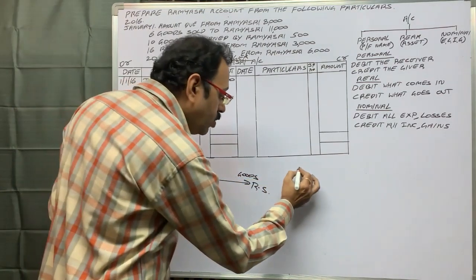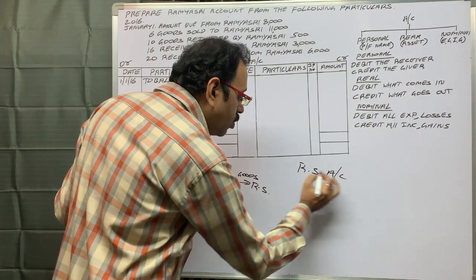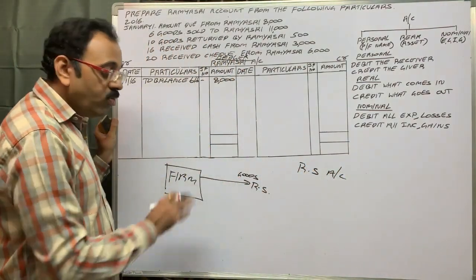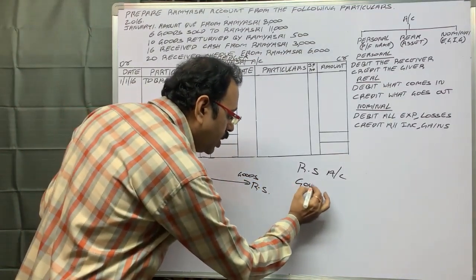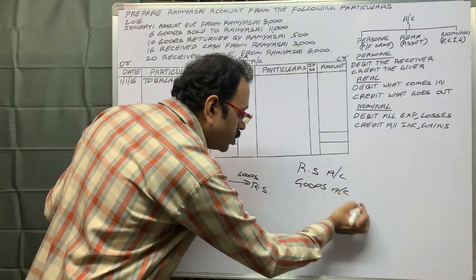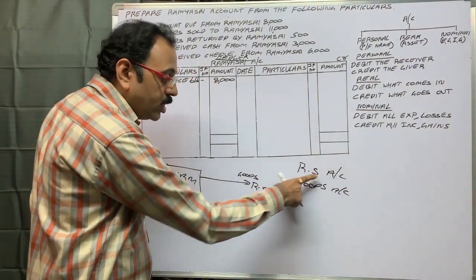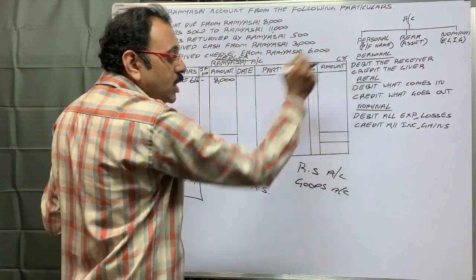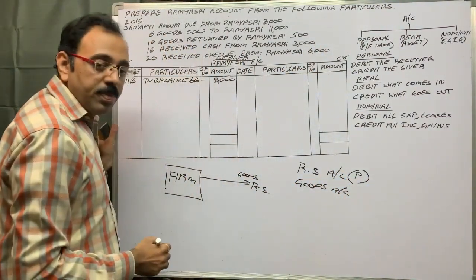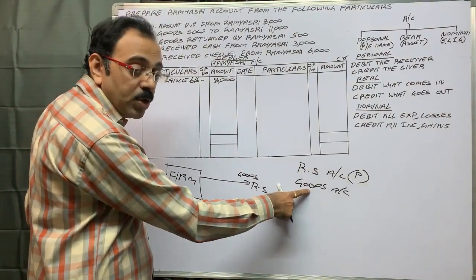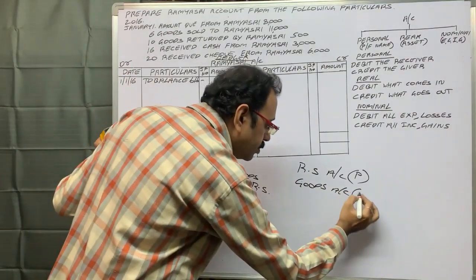To whom we gave these goods? To Ramyashri. So Ramyashri account is one account. And what is going from us? Goods. Goods account is another account. So with any person name, if you open an account, that account comes under personal account. So Ramyashri account is a personal account. And the goods, asset, no? So asset comes under real account.